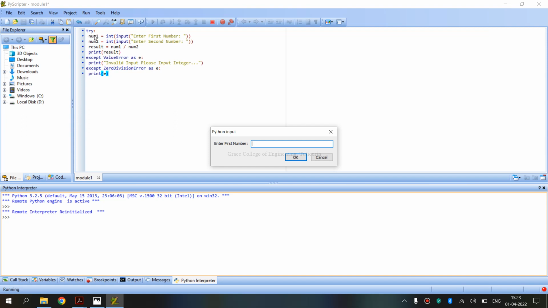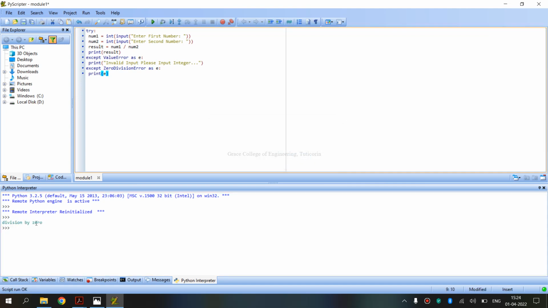So, we are using try for exception handling. Enter the first number. We can give any number we like, for example, I am giving it as 5. Next, it is asking me to enter the second number. Second number, I am entering it as 0.